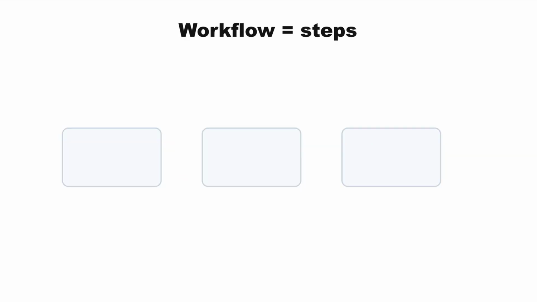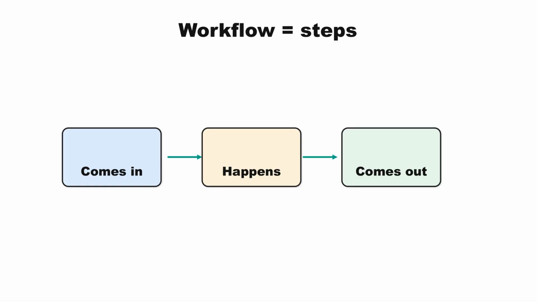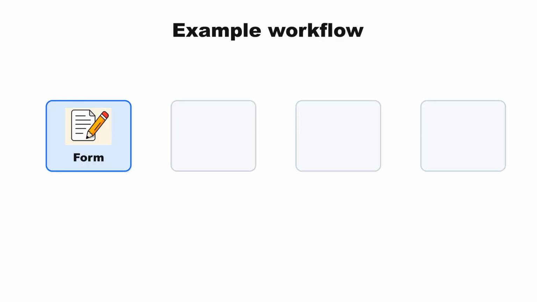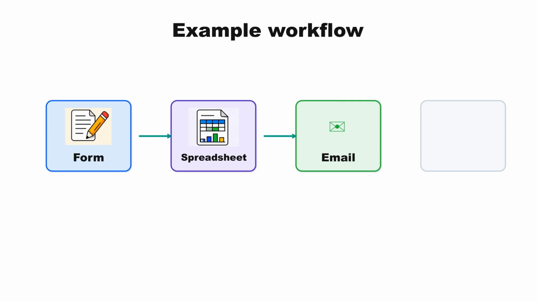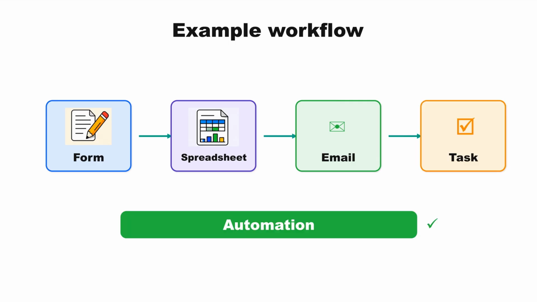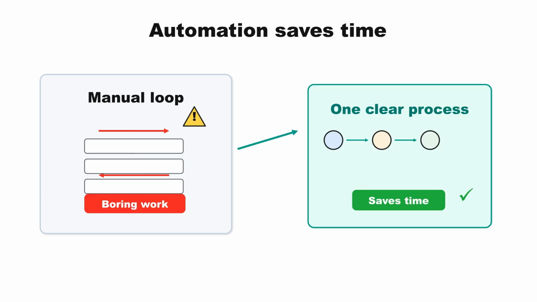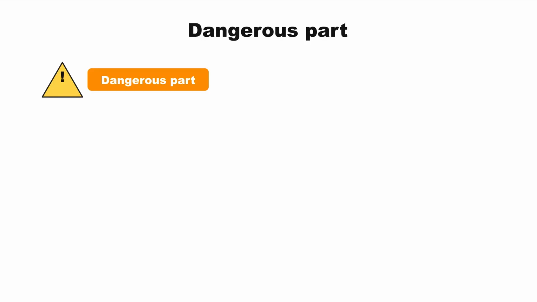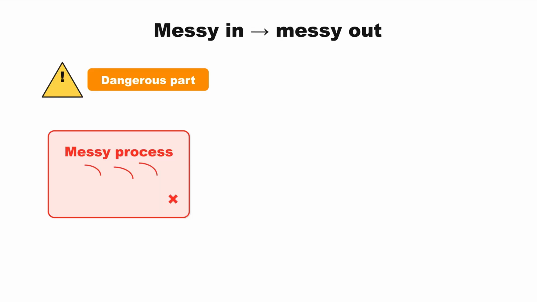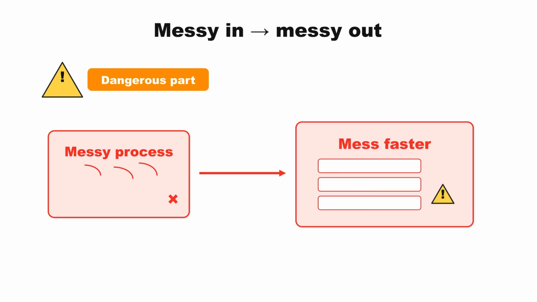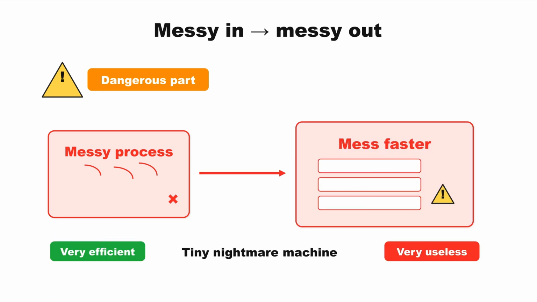A workflow is just steps. Something comes in, something happens, something comes out. For example, a form gets submitted. The answer goes into a spreadsheet. An email gets sent, a task gets created. That is automation. It saves time because you stop repeating the same boring work manually. But here is the dangerous part. If the process is messy, automation does not fix it. It just makes the mess faster. Tiny nightmare machine. Very efficient, very useless.